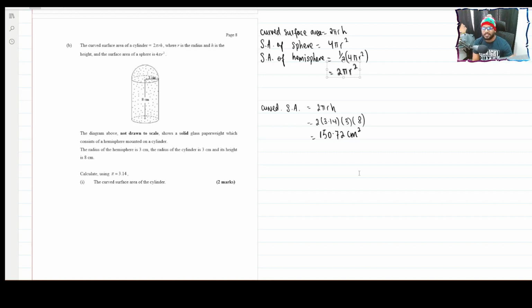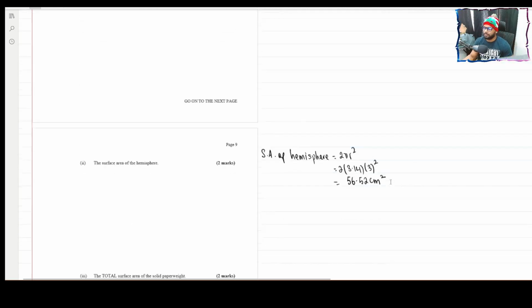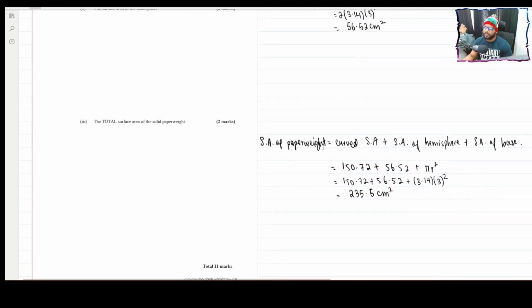But we have to remember this is a solid paperweight. It has a base. So the total surface area will be the curved surface area, plus the area of the hemisphere on top, plus the area of the base. And the area of the base is just a circle. Plugging in my values, I would use the formula for the area of a circle. Surface area of a circle and area of a circle are basically the same thing. And I will get 235.5 centimeters squared.